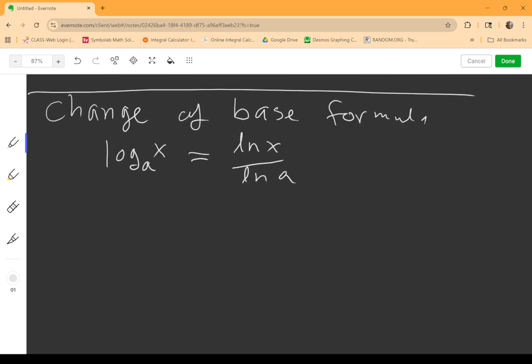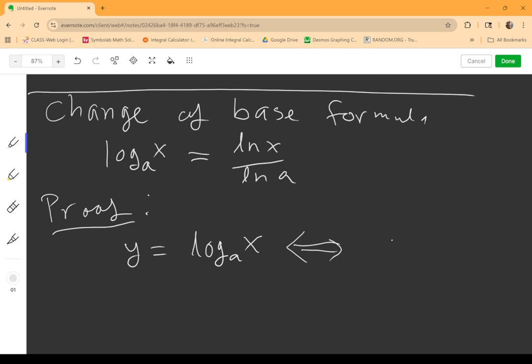All right, so here we want to prove this. This is the change of base formula. So our proof here is: we have y equals log base a of x. This is true, again, if and only if a to the y equals x. Again, this all derives because of the nature of the one-to-one, the fact there's an inverse. This has to be true.